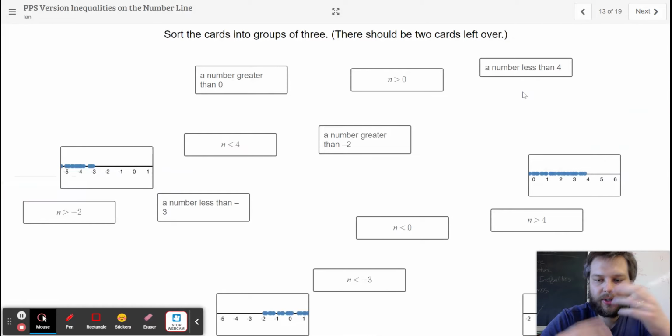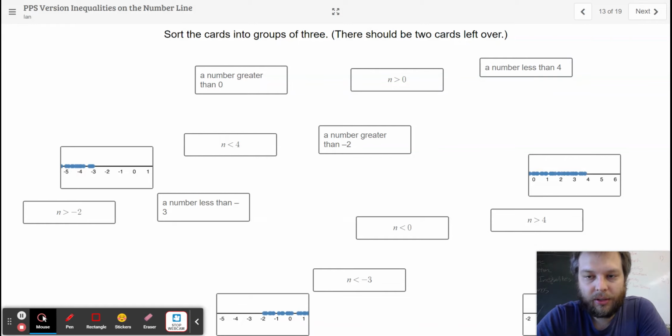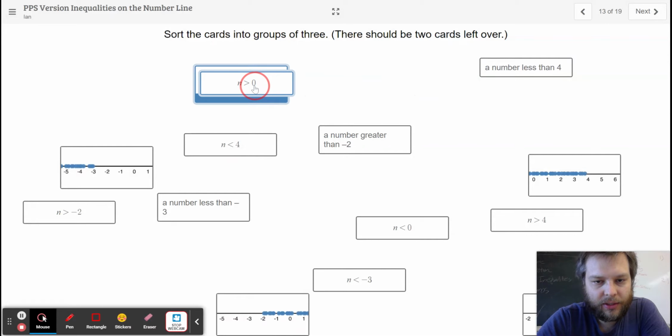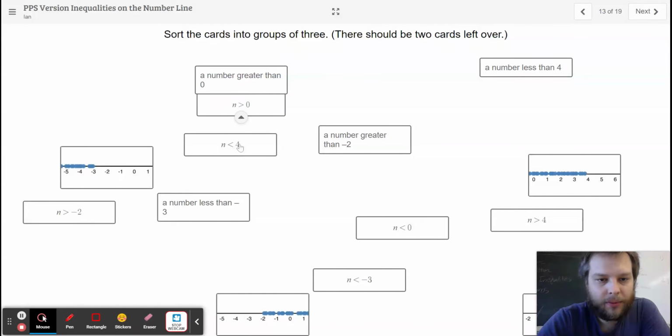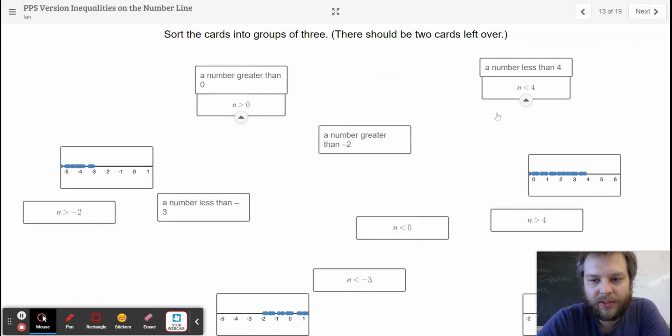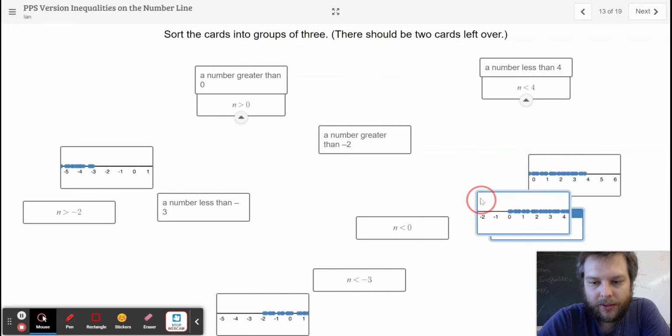Now, I just want to finish up with this slide here, or rather, I'm going to go a little further, not just this slide, but where we're matching them up. I'm just trying to really understand it in words and in symbols here. So a number greater than 0 looks like this. A number less than 4 looks like this. Let's see, what else do we got?